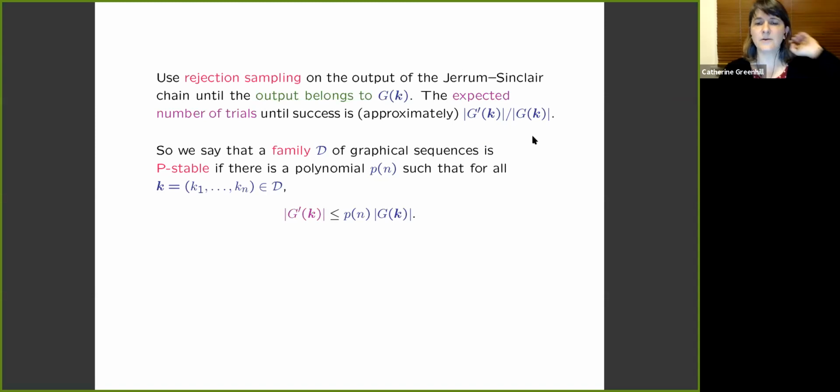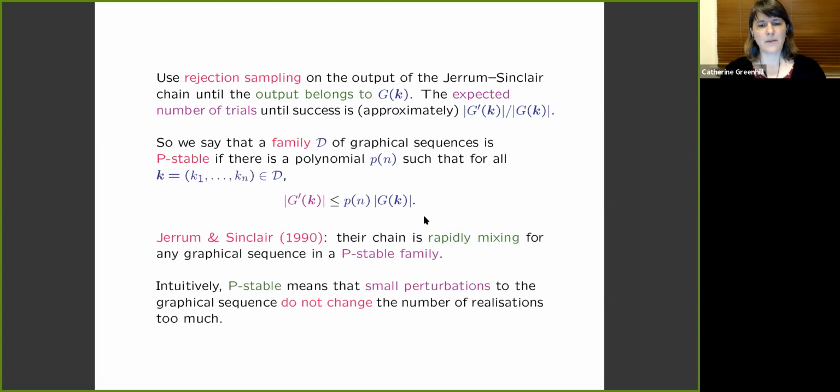Okay, so it makes sense to ask that this ratio is polynomial. And so Jerrum and Sinclair said that a family of graphical sequences is P-stable, polynomially stable, if you can find some polynomial little p such that for all degree sequences of length n in that family, the size of the larger state space is at most polynomially bigger than the size of the original set. And if you have a P-stable family, then the Jerrum-Sinclair chain is rapidly mixing for any graphical sequence in that family. And intuitively, P-stable says that these small perturbations to the degree sequence don't massively blow up the number of realizations.